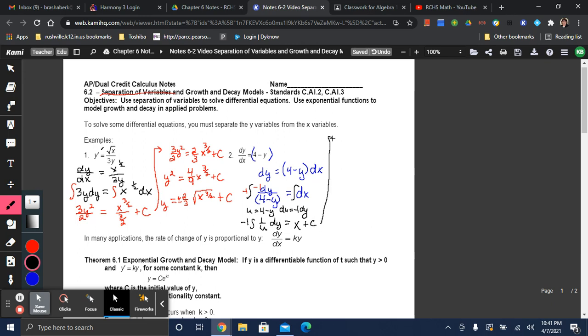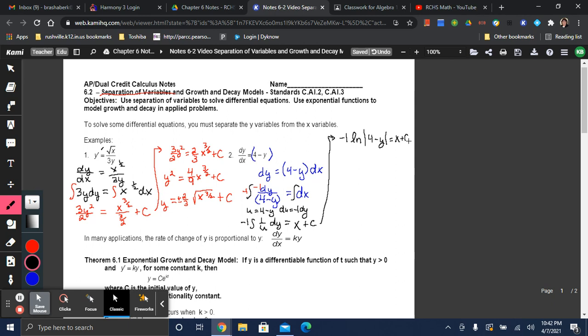Now, we're going to do quite a bit of work to this. So we do the antiderivative, we get -1, and then this is the natural log of the absolute value of the u, and our u was the 4 minus y. And then that equals x plus c.